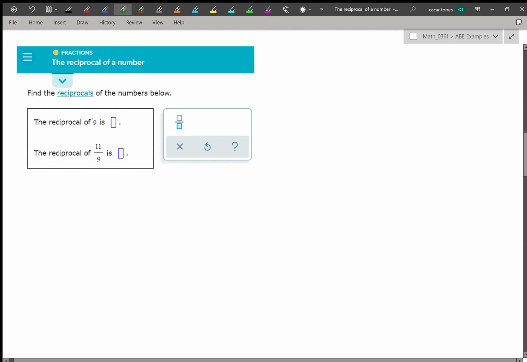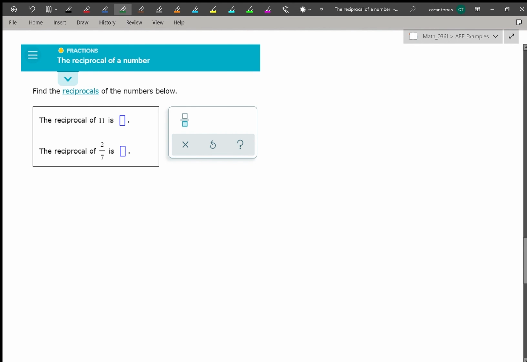This problem wants us to find the reciprocal of 9. Because it's not a fraction, we want to go ahead and turn that 9 into a fraction. It'll turn into 9 over 1. Now to find its reciprocal, we literally flip the numerator and denominator around, and this gives me 1 over 9. So 1 over 9 would be our answer to that first half of the problem. For the second half, they give us 11 over 9. Since it's already a fraction, we just need to flip that fraction around. So when we flip it around, we're left with just 9 over 11, and we're done with the problem.